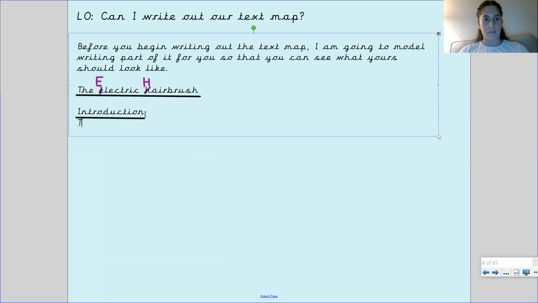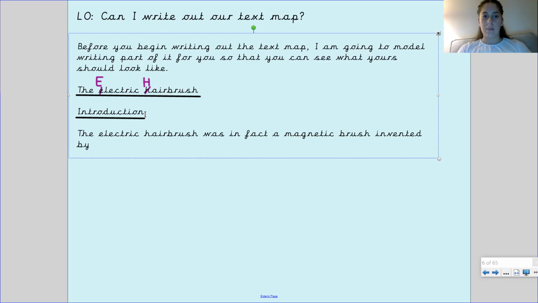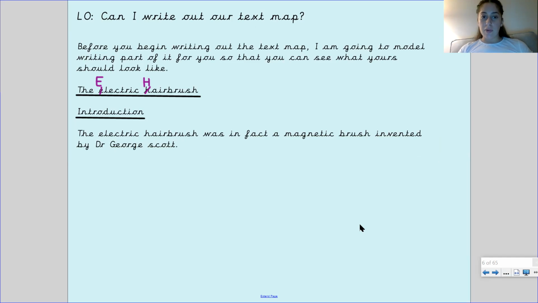Okay. The electric hairbrush was in fact a magnetic brush invented by Dr. George Scott. Just before I move on, did you spot a mistake in that sentence? If not, pause the video and look carefully. Where have I made a small mistake?